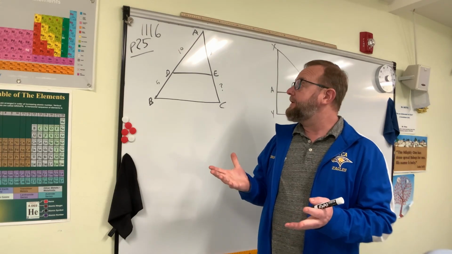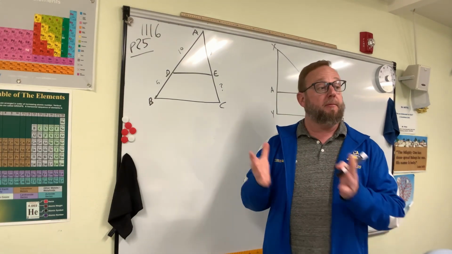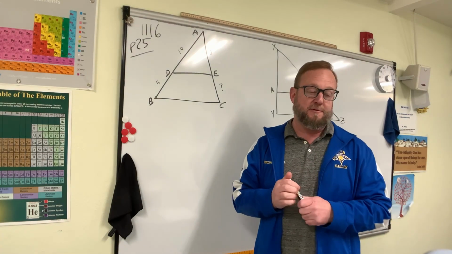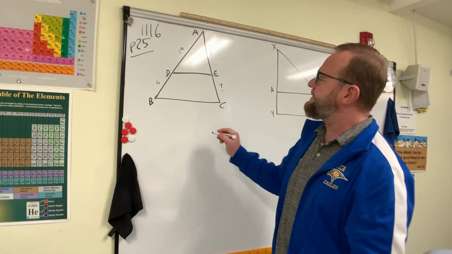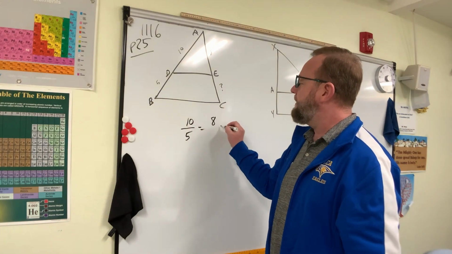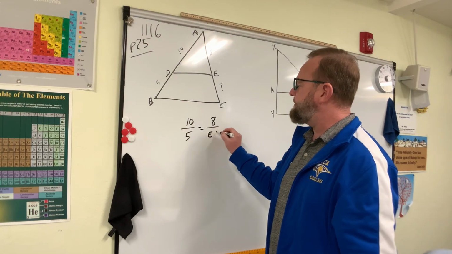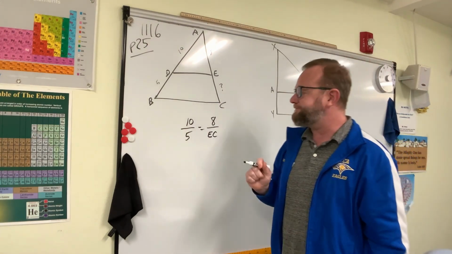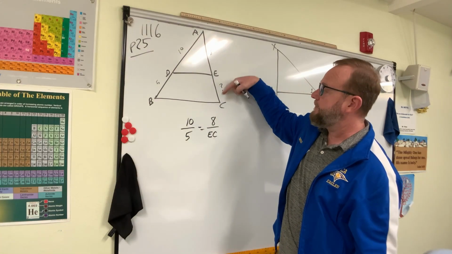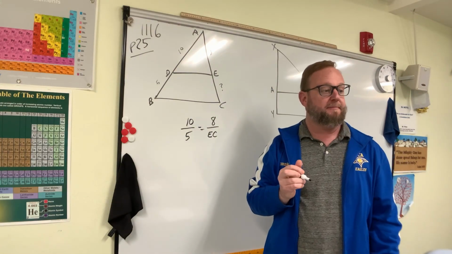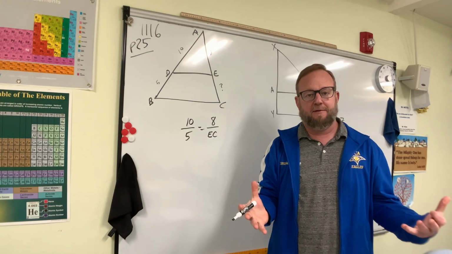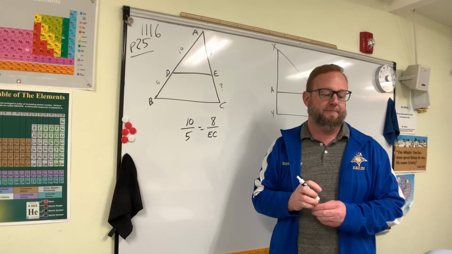Given that, I need to set up a proportion to solve for the missing side. How would you set up the proportion? Would you put 10 over 5 equals 8 over, let's call it just EC, because that's the section? That would work, right? 10 over 5, 8 over unknown is proportionate, correct? Any confusion about that? Would you do it differently? This is number 2.